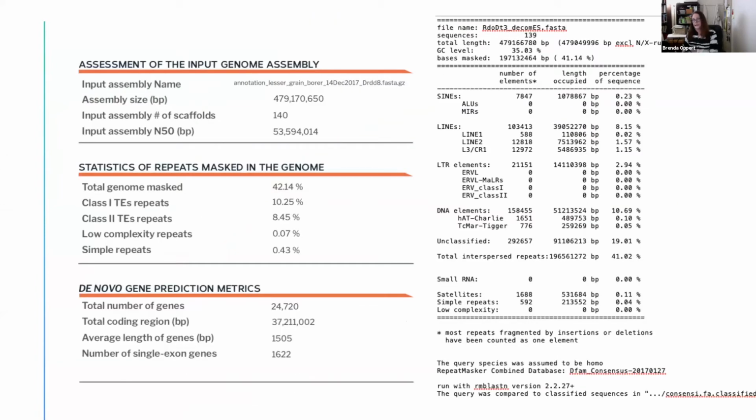This is the excerpt from the report on the left. It gives you an idea of the kind of information that you get back. We had a total of 24,720 genes annotated in this genome. We had already done some preliminary assessment of the genome and had done masking. So our masking results are on the right, and you can see that they are pretty much in agreement with the results that we got back from the Dovetail annotation.